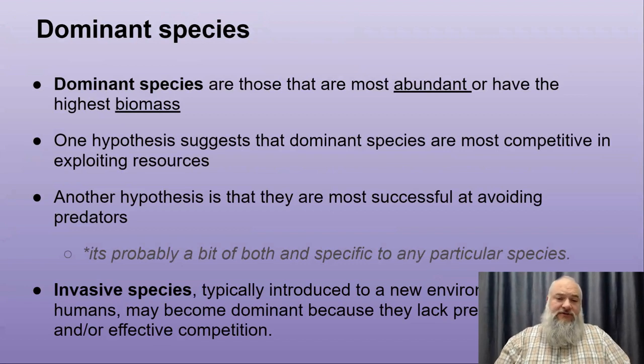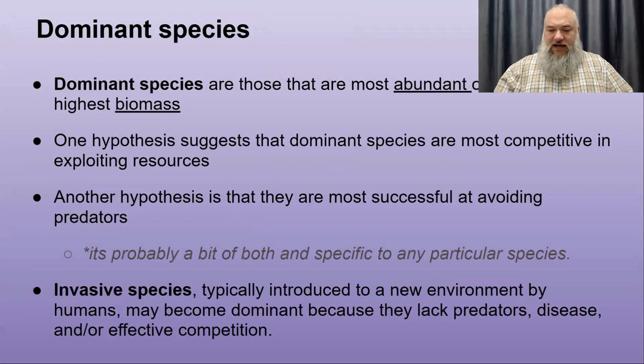Dominant species are those that are the most abundant or have the highest biomass, so they take up the most of the space. One hypothesis suggests that dominant species are most competitive in exploiting resources. That's why they became dominant. Another hypothesis is that the dominant species are the most successful at avoiding predators, so they're able to live longer because they're not getting eaten. In reality, it's probably a bit of both, and it's probably specific to any particular species. Some might be better at exploiting resources, others might be better at avoiding predation. Regardless, that particular combination means there's a lot of them.